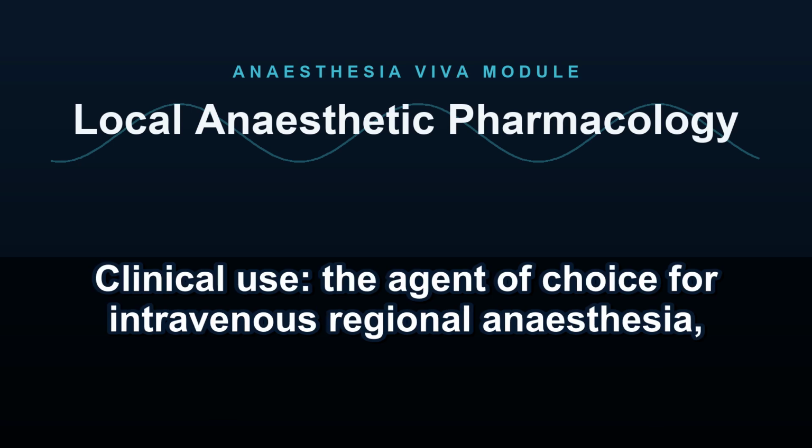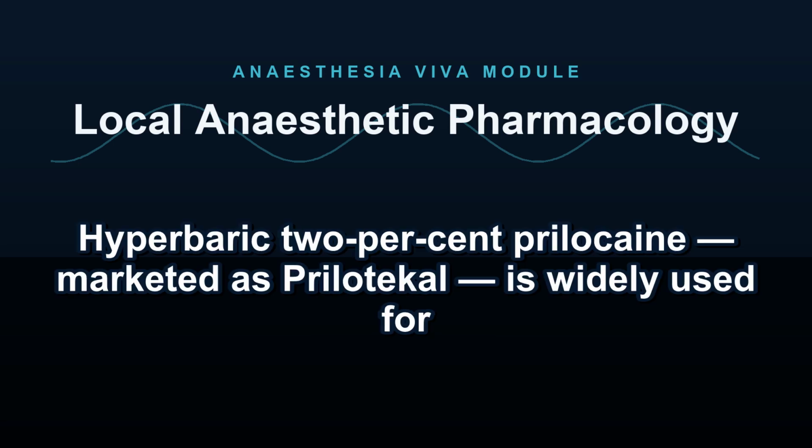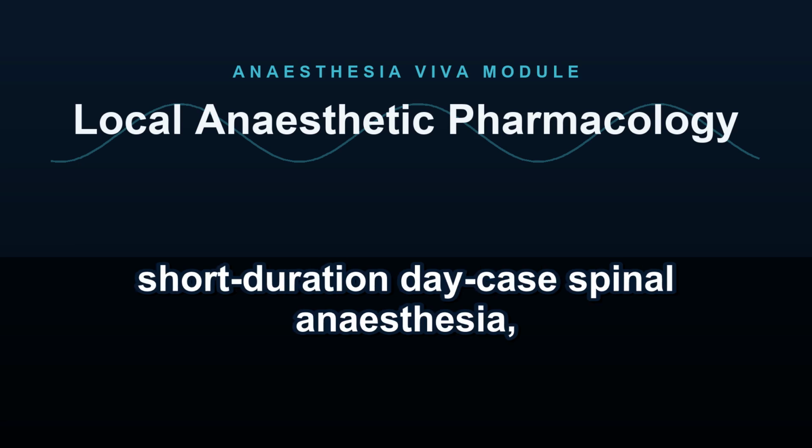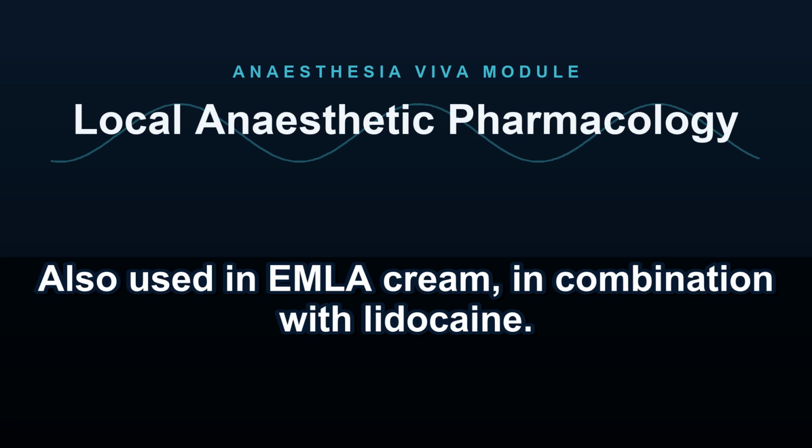The agent of choice for intravenous regional anesthesia, owing to its rapid metabolism and low cardiotoxic potential, should the tourniquet fail. Hyperbaric 2% prilocaine, marketed as Prilotekal, is widely used for short-duration day-case spinal anesthesia, providing a predictable block of approximately 90 minutes with rapid recovery. Also used in EMLA cream, in combination with lidocaine.